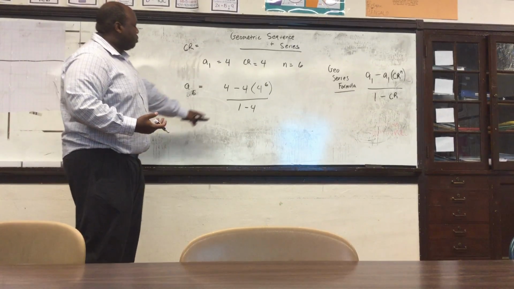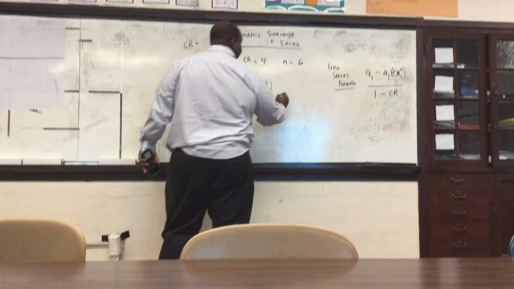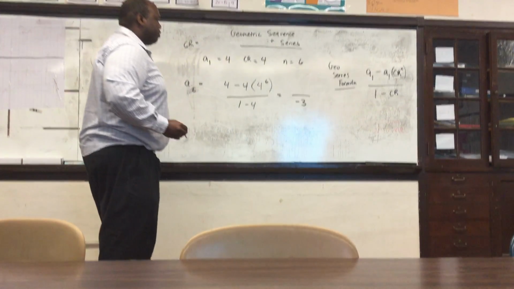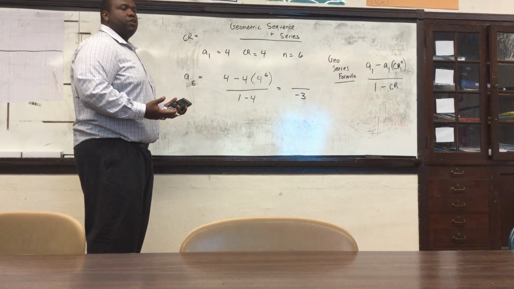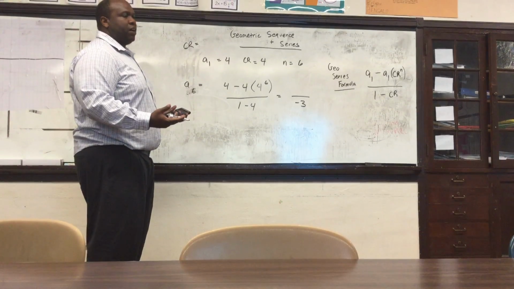Now, I'm going to work on the bottom first. So obviously this is going to be 1 minus 4, which is negative 3. That's going to be negative 3, automatic. And it's important that it's negative 3 because the top is going to end up being negative. So when the top is negative and the bottom is negative, that gives you a positive answer.